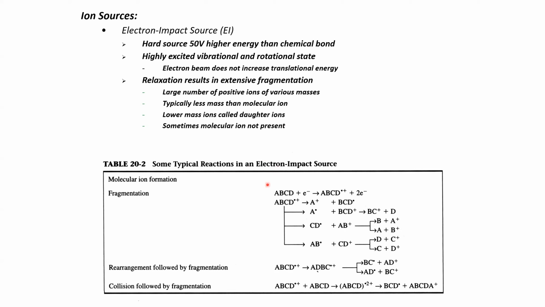So here are some typical reactions in an electron impact source. We've got a molecular ion formation and then fragmentation. So we form the molecular ion and then we fragment it through relaxation processes, and then these can even relax further into different fragments. We can even have rearrangement followed by fragmentation. So this energy can cause a rearrangement in the molecule, especially if it has different conformers, and then the collision followed by fragmentation.